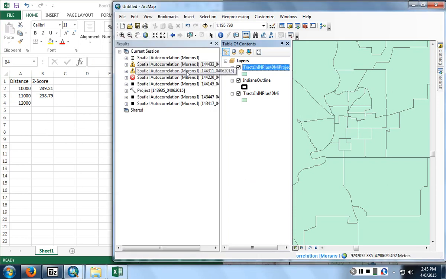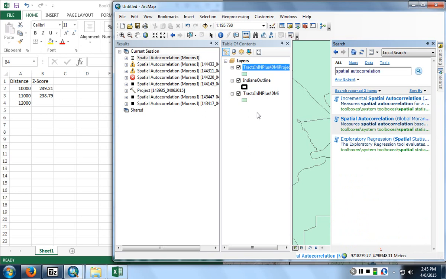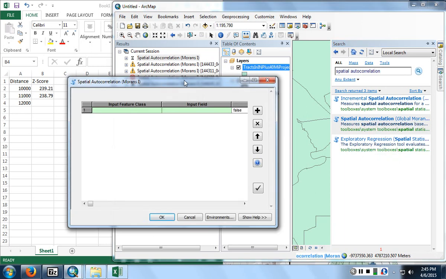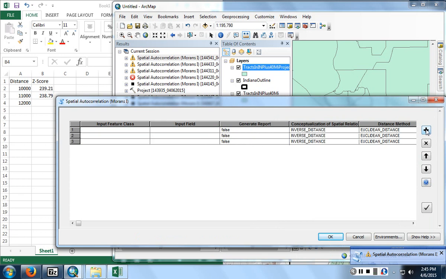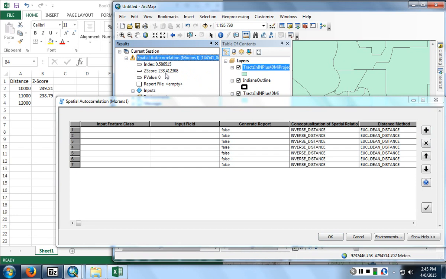So do you want to see a trick? Check this out. I can find my spatial autocorrelation tool. While this is running in the background, I can right click on it and go to batch. This can be really useful. Essentially, it's a form that I can fill out to add, let's say, 8 runs of the same tool. In this case, I'd probably want 7 runs of the same tool. My third run, my z-score is 238.41.